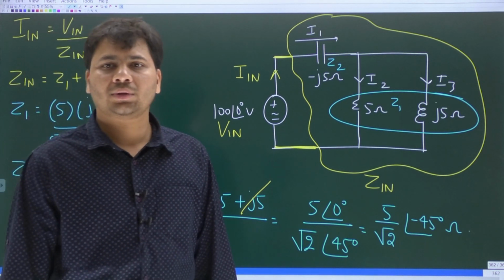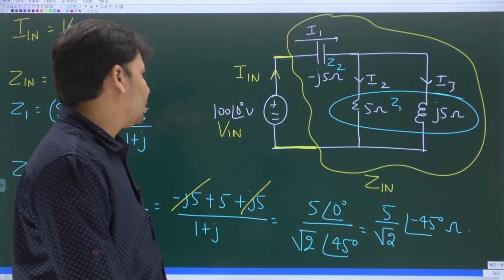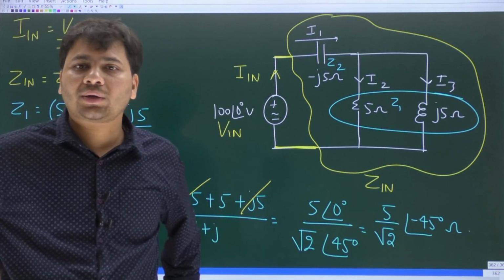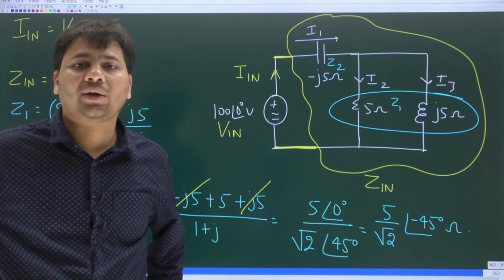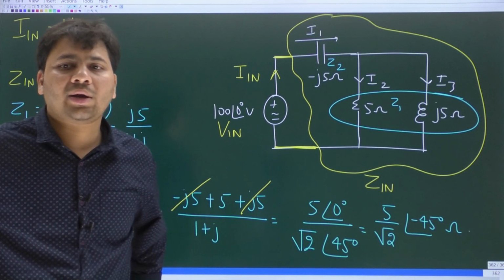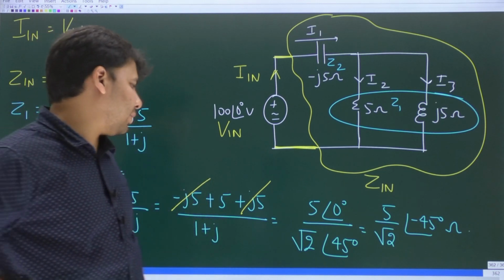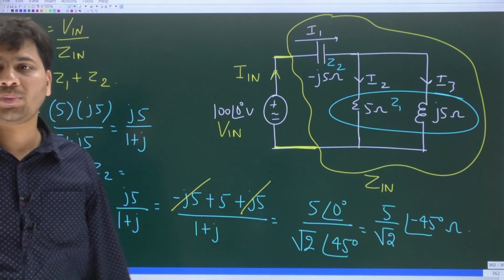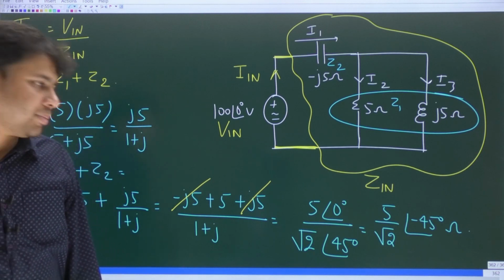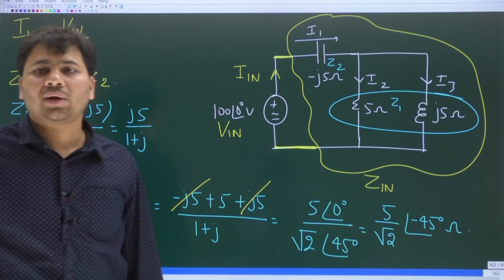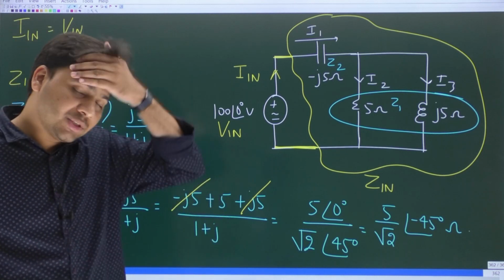I hope this is correct. Okay. So just tell me, what is the overall nature of the yellow color network? Is it capacitive or inductive? I told you what, you should simply look at the angle of the input impedance. What is the angle of the input impedance? Minus 45 degrees.